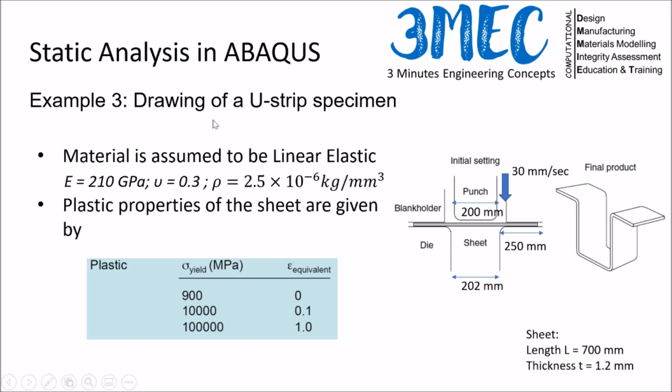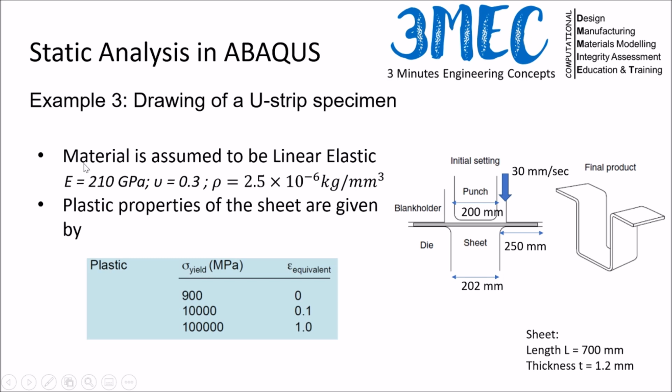Okay, so this example is about drawing of a U-strip specimen, which is shown here. Again, it's an idealized geometry, so what we have to do is construct something like this. In this case, it can be a plane strain problem, because you can see that strain in the thickness direction can be assumed to be 0, so we are assuming it to be a plane strain problem. But you can try 3D as a challenge and see what you can do, and maybe you can upload your video below in the comment section.